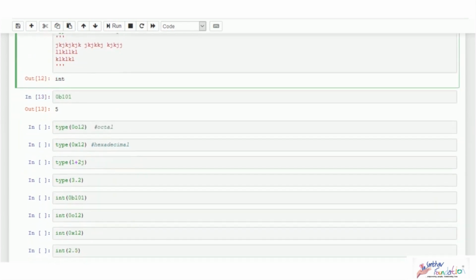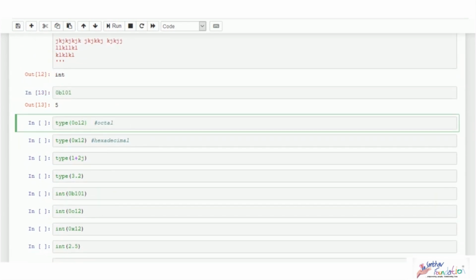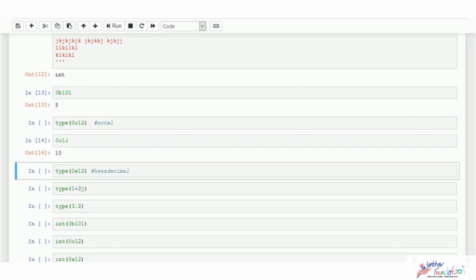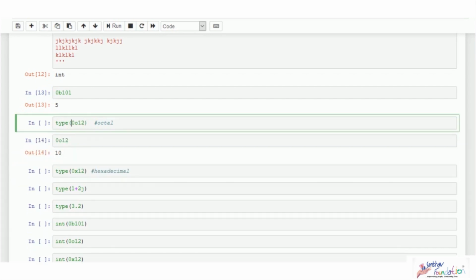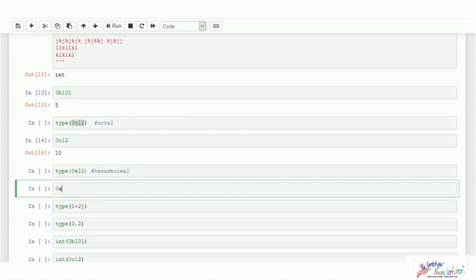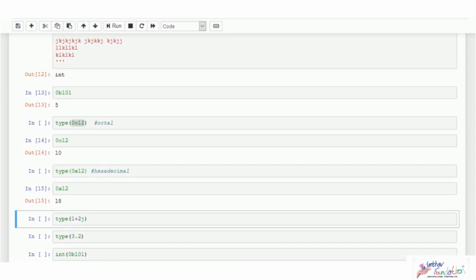Okay, so similar to binary, we have octal numbers and hexadecimal numbers. You have the 0O prefix for octal and the 0x prefix for hexadecimals. Let's check their corresponding values. It is 0O12. The corresponding value of this octal number in the decimal system is 10, and similarly the value of this hexadecimal number is the same as the number 18 in the decimal system.